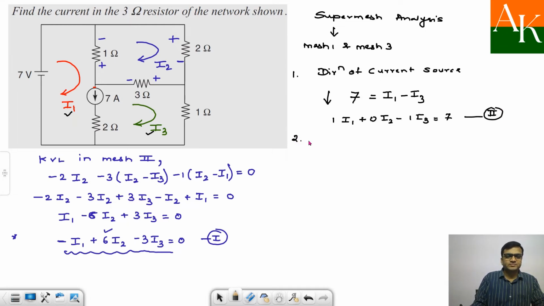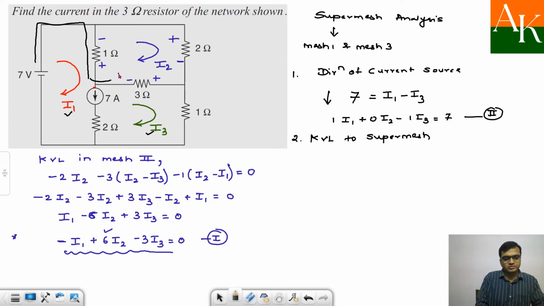Now the second thing: in the super mesh, you have to apply KVL to the super mesh. First of all, we will highlight the path in the super mesh. So mesh 1, the 7 volt, you go over here. Now you go over here, so 1 ohm over here. Now there is a current source, so don't go over here.